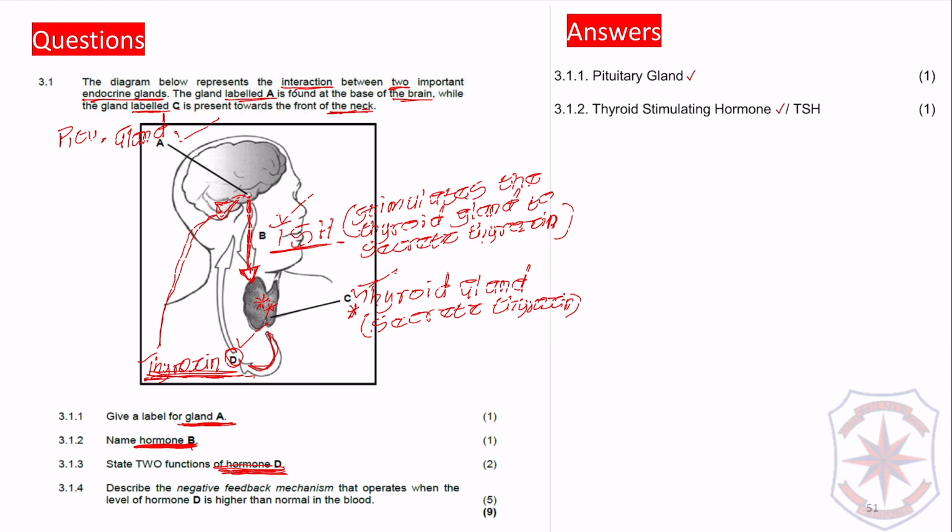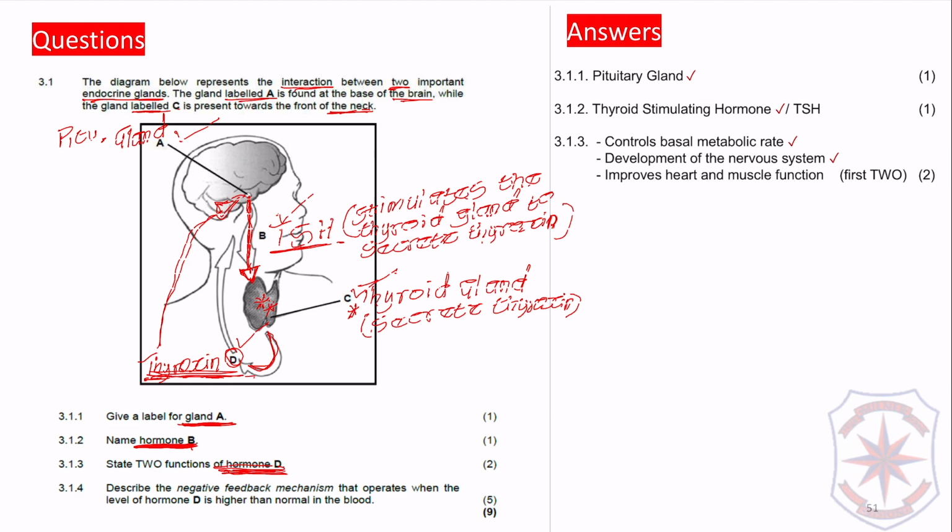In the previous video, we've already discussed these two answers. Function number 1 controls basal metabolic rate, or you can say controls the rate of cellular respiration. That will be okay as well. Development of the nervous system, and improves heart and muscle function. So any two of these will be correct. Maximum is 2 because the mark allocation there is 2.